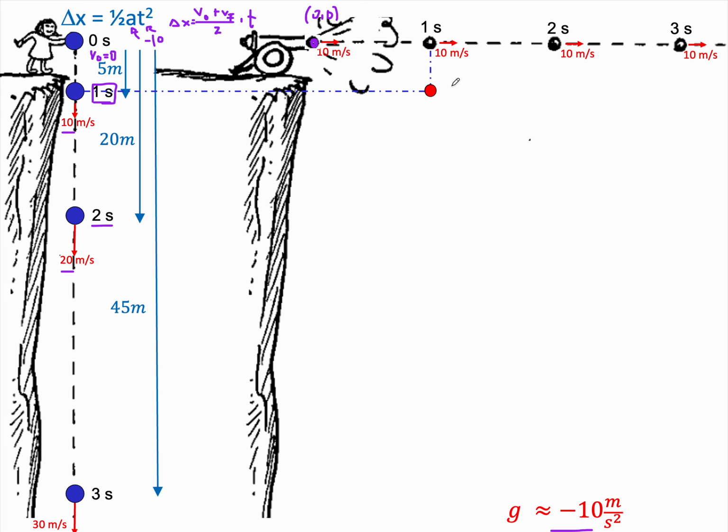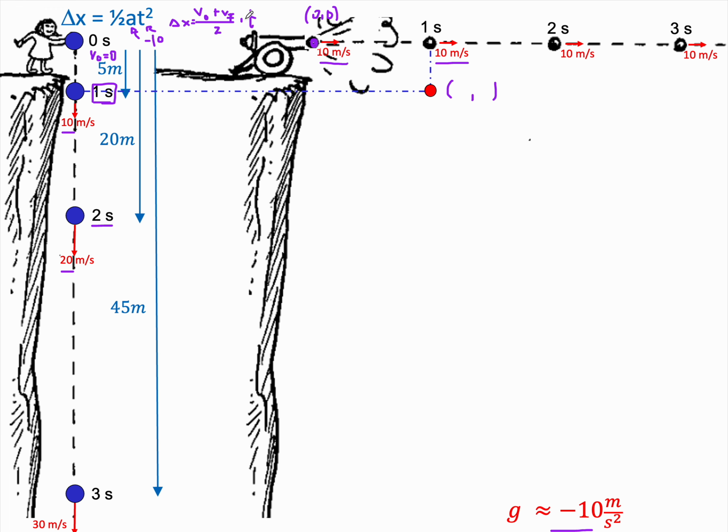And now I want to know the x and y coordinates of this thing at this point. And you're like, whoa, wait a second, how am I supposed to know that? Well, horizontally, it starts out at 10 meters per second. It's still moving at 10 meters per second after the first second. So I would suggest probably this equation.